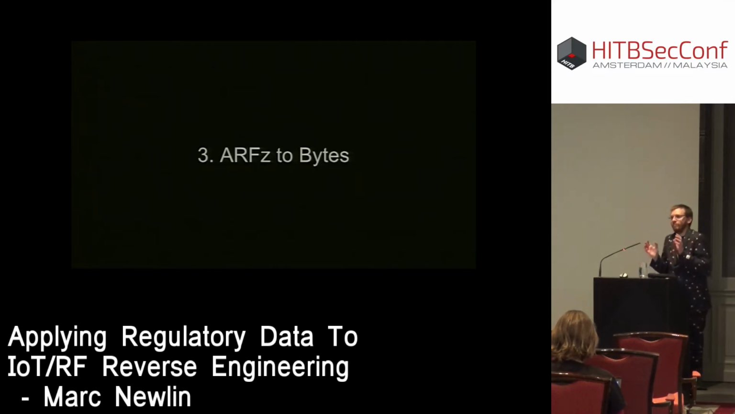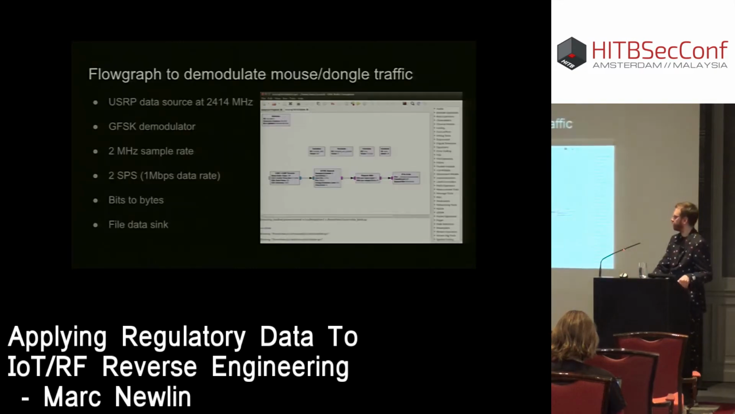So now we can say with some confidence that we know the modulation, and we know that it's camped at 2414 megahertz. So now we can record some data and turn that into bytes using GNU Radio. This is another simple flow graph. We're using a 2 megahertz sample rate because we have a 1 megabit data rate and we need 2 samples per symbol. So we're starting with the USRP input.